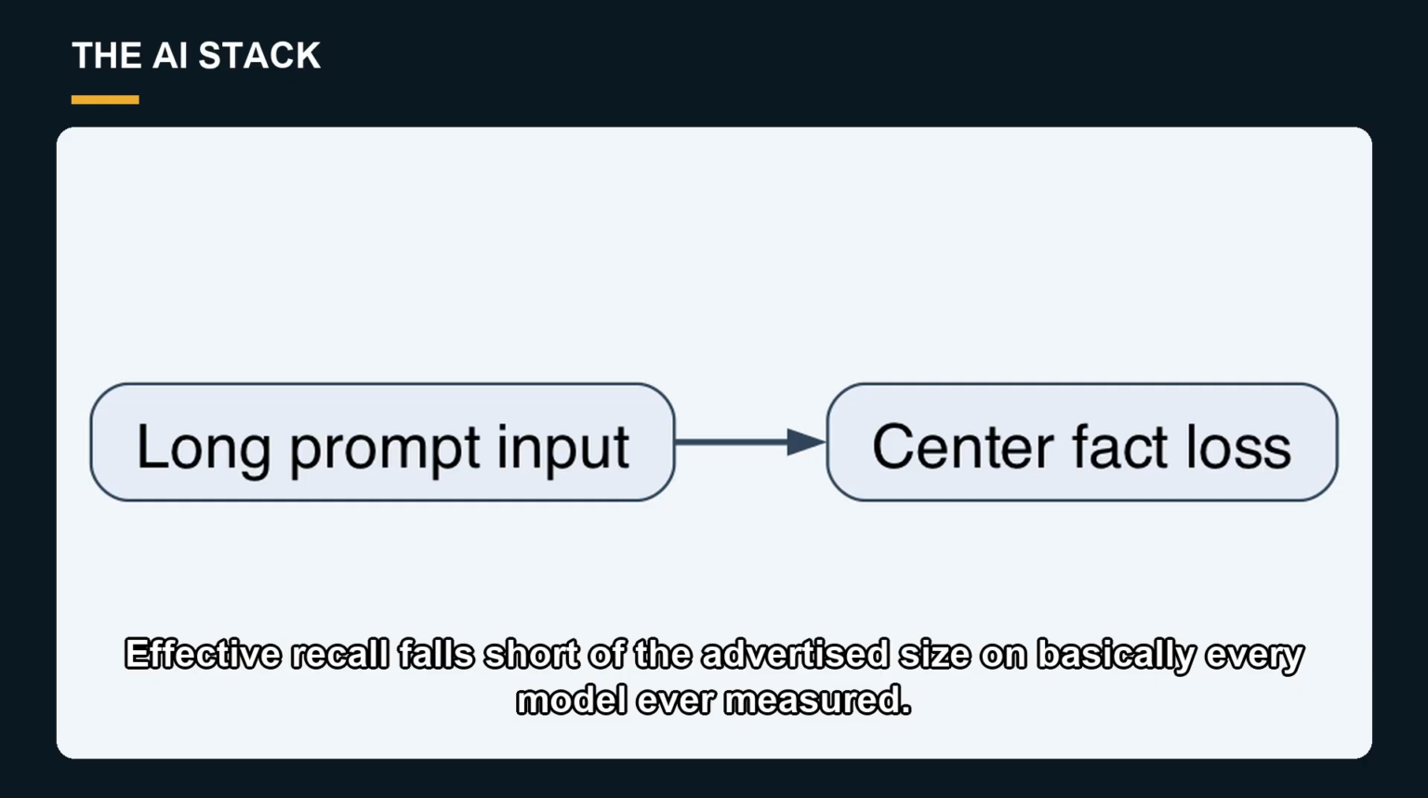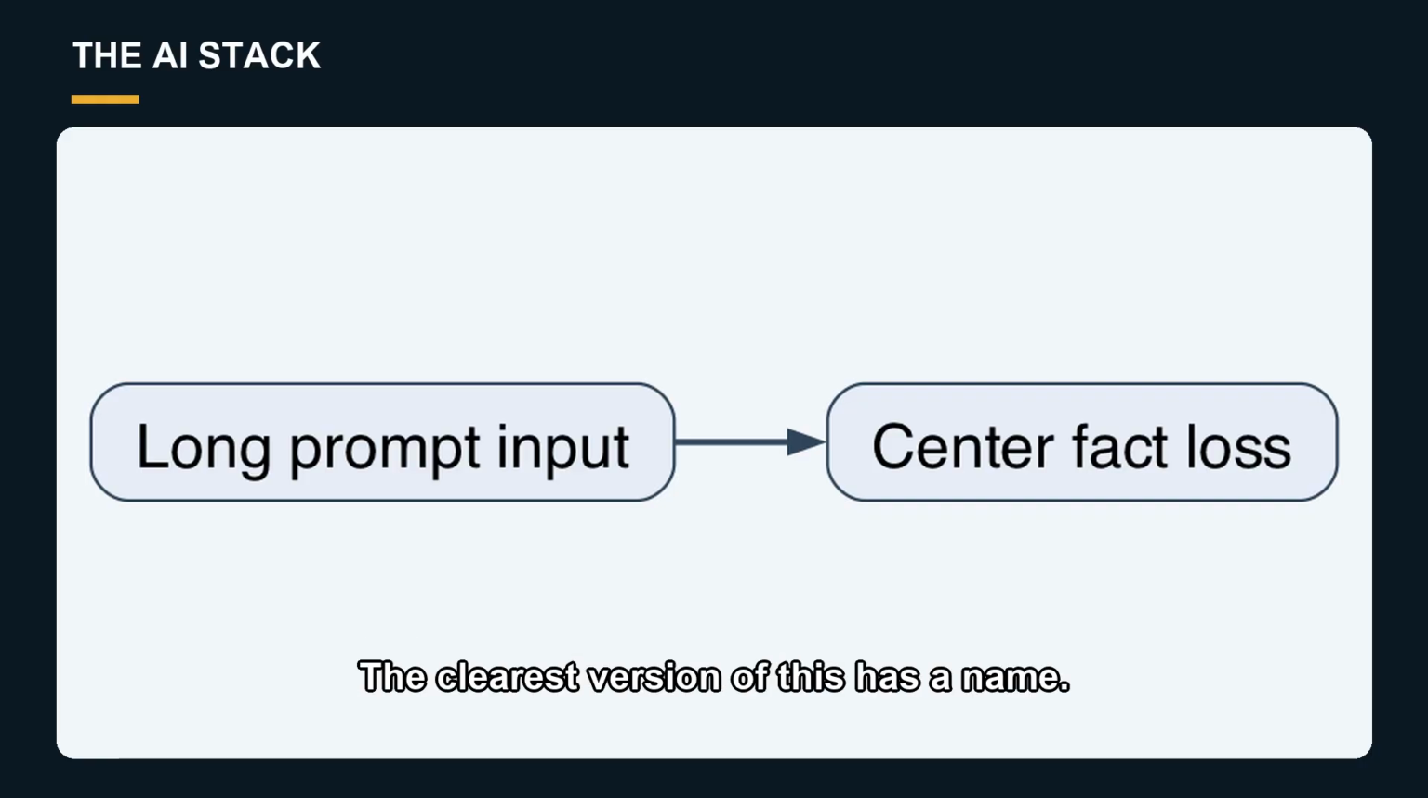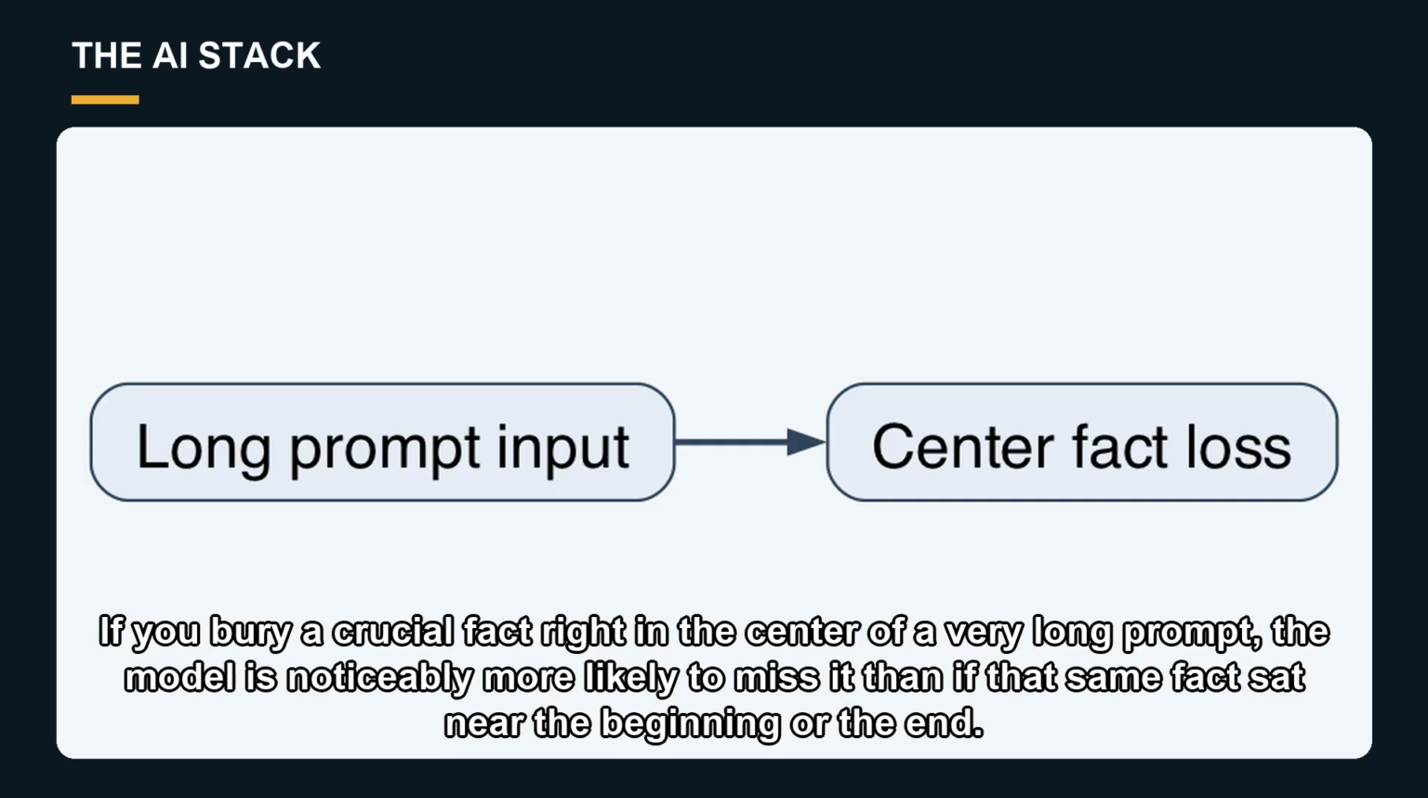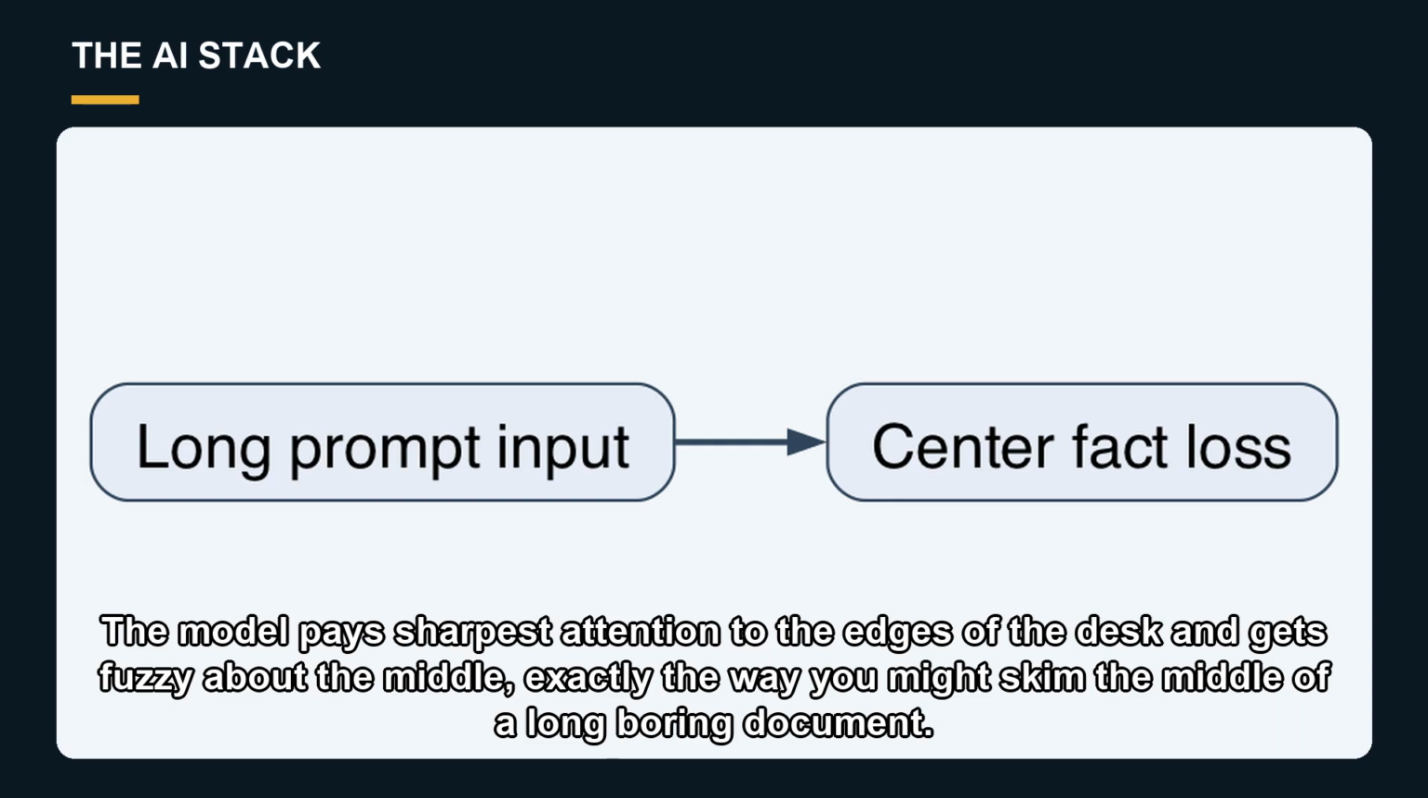Effective recall falls short of the advertised size on basically every model ever measured. The clearest version of this has a name. It is called lost in the middle. If you bury a crucial fact right in the center of a very long prompt, the model is noticeably more likely to miss it than if that same fact sat near the beginning or the end. The model pays sharpest attention to the edges of the desk and gets fuzzy about the middle, exactly the way you might skim the middle of a long, boring document.